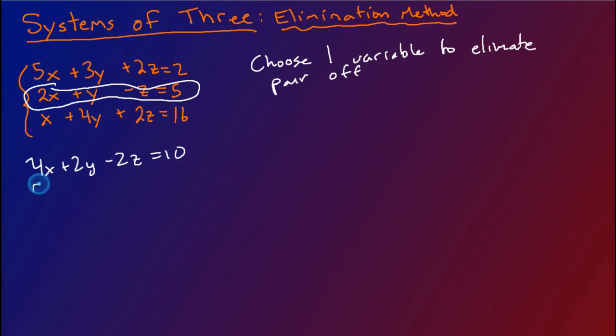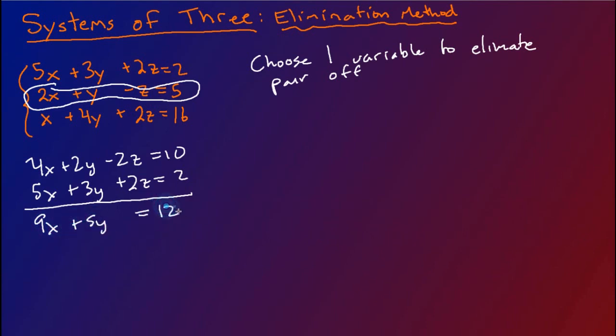I'll pair it off with the first equation right here. And I can choose the equation I start with to pair however I want. It's just a matter of convenience. And when I add down here, I get 9x plus 5y equals 12. And now, so I paired it with this one, now I'll go ahead and pair it with the other one. And I'm going to eliminate z.